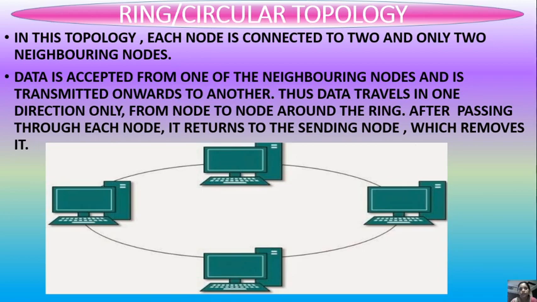The second point is, data is accepted from one of the neighboring nodes and is transmitted onwards to another. Thus, data travels in one direction only, from node to node around the ring. After passing through each node, it returns to the sending node, which removes it. So these are the points.